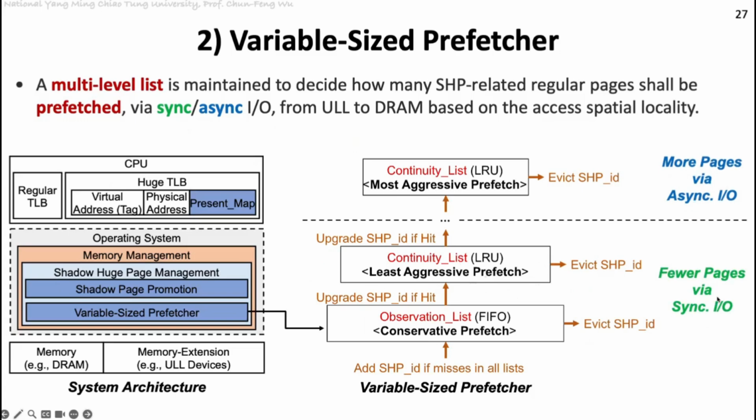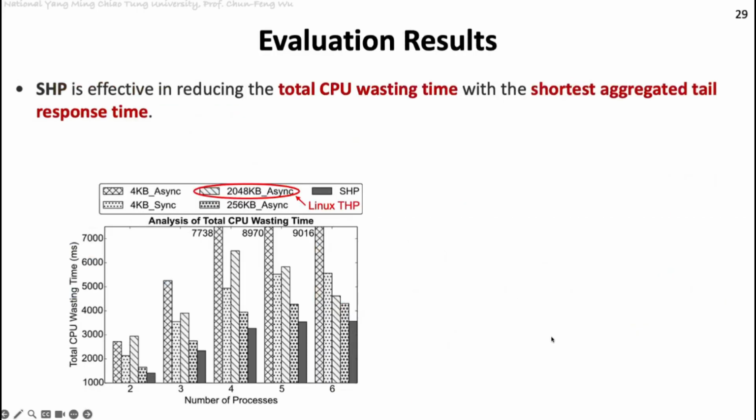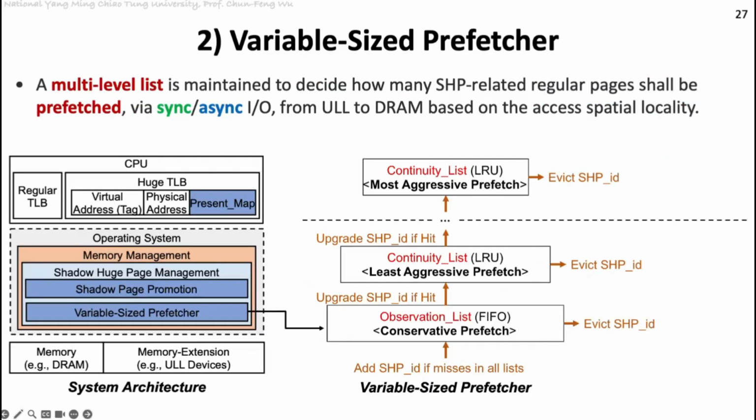So we will not do the more patches promotion. We will only promote fewer patches, usually like 2 or 4 patches. Okay, so this is a way to decide how many patches we are going to move at the same time. This is the idea about how to make the system support a patch size between 4 kilobyte and 2 megabyte, and to leverage the synchronous and asynchronous I/O.